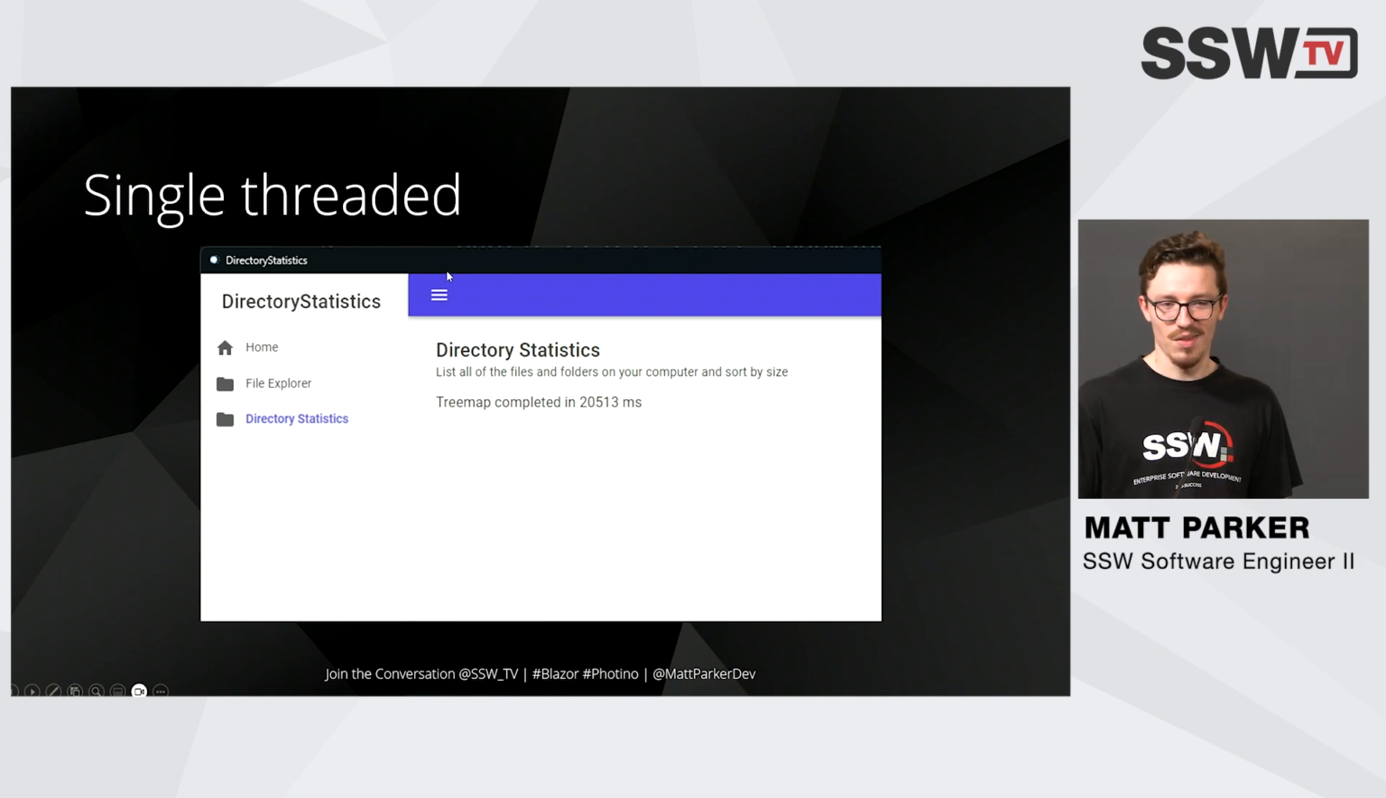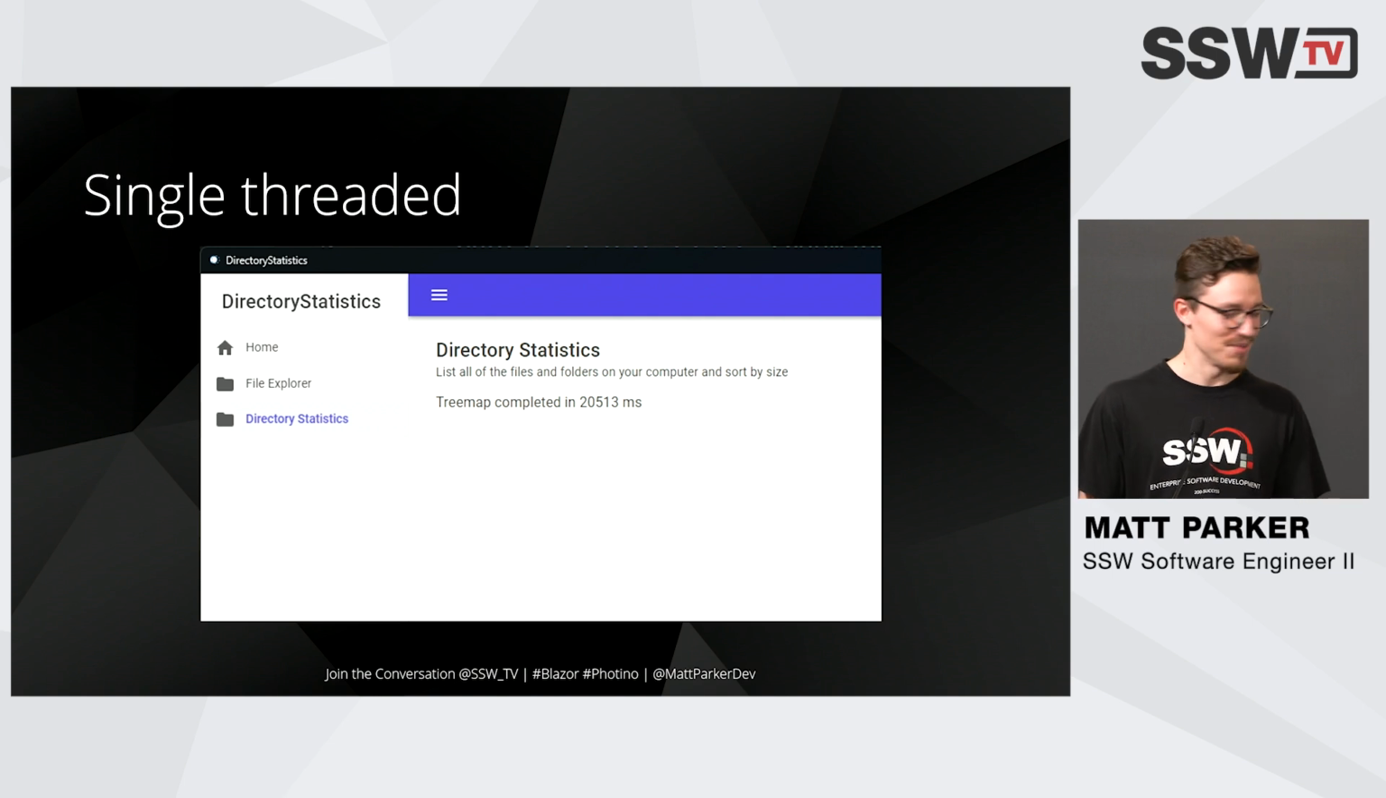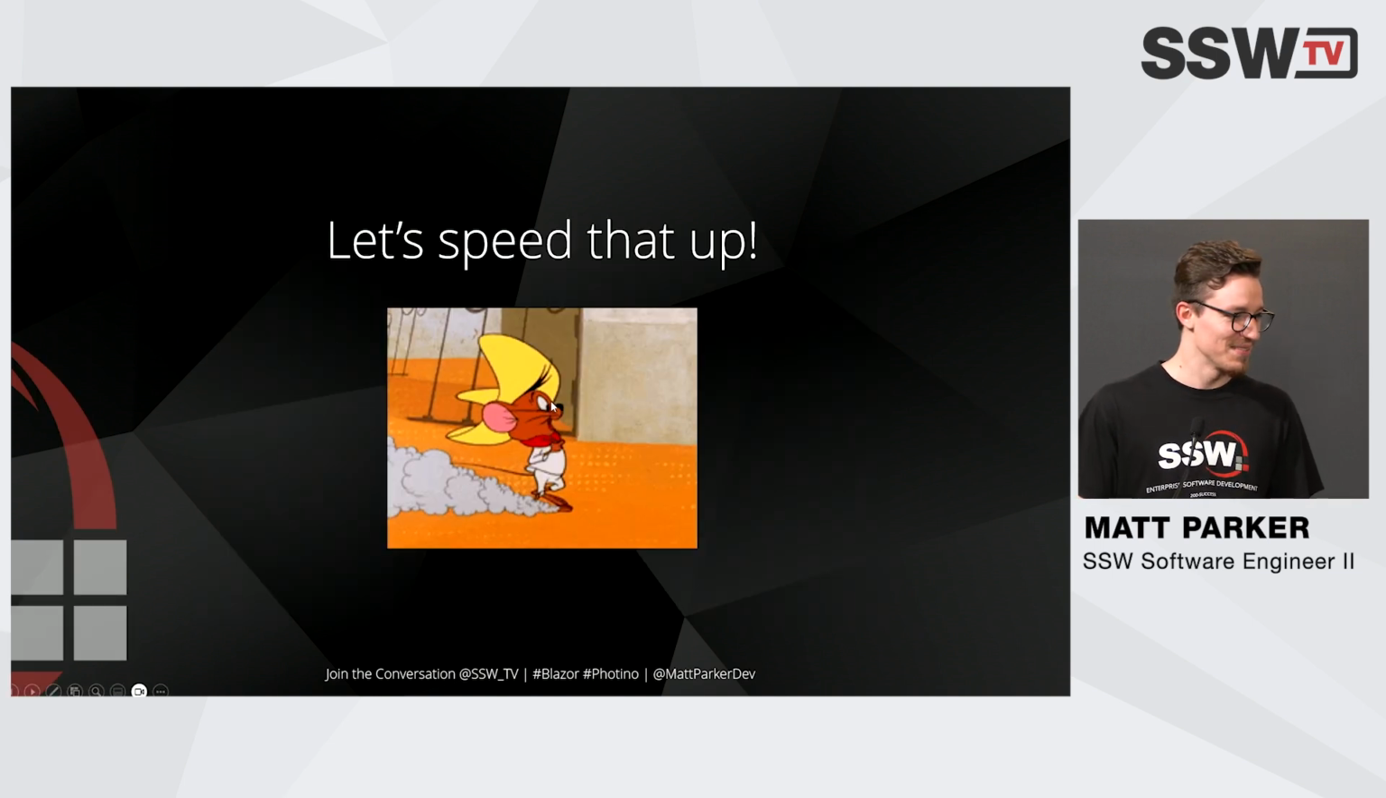So this is quite slow, 20 seconds. I don't want to sit here and wait 20 seconds for this thing to run. So how can we speed this up? This is single threaded. What's the best way to fix performance every time? Just throw more threads at it. So let's give that a whirl.